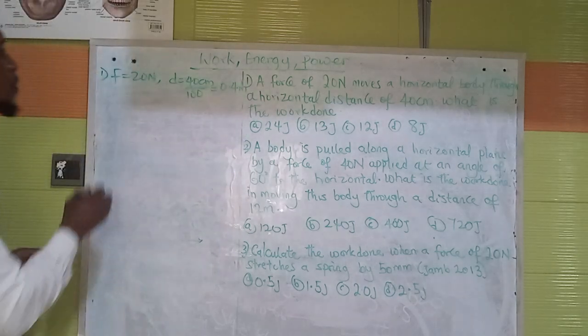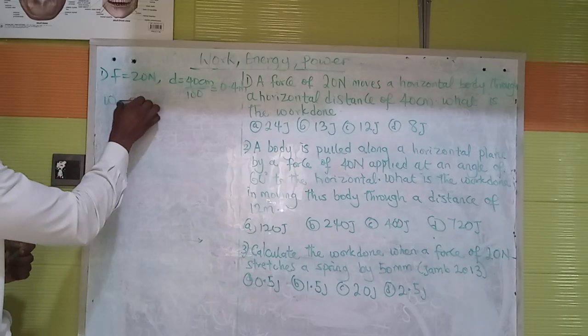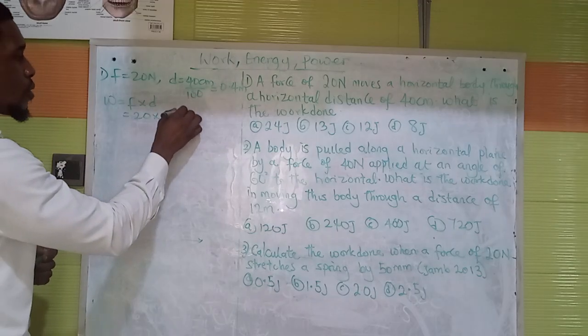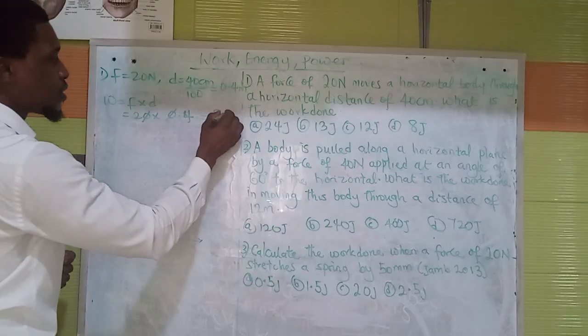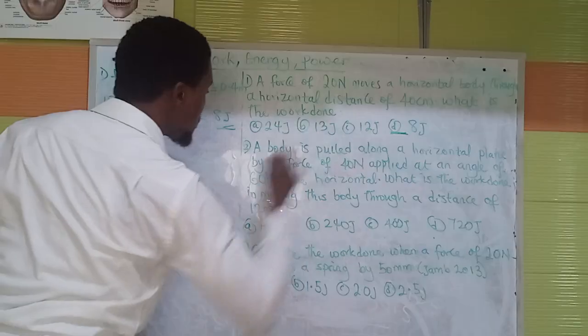So from here, we have this parameter. So work done here is equal to F times D. So your F is 20 times your D is 0.4. Now this will cancel this. We have 2 times 4. That will give us 8 joules. Alright, so our answer is option D.